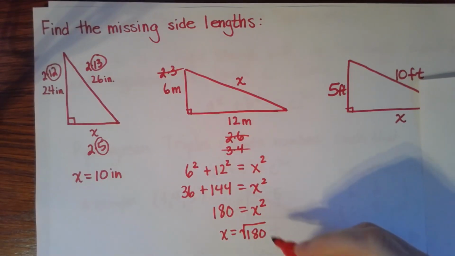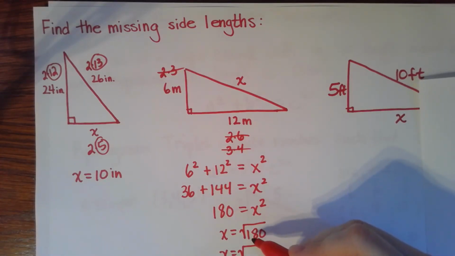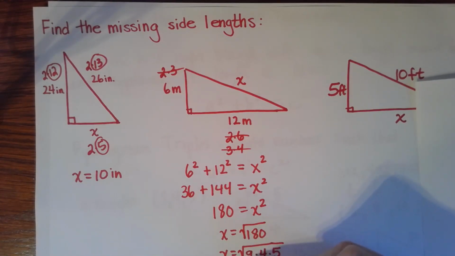Now we want to write that in simplified radical form, so we should factor that. Okay, so let's see. That would be 9 times 20, and 20 is 4 times 5. Okay, so we know that the square root of 9 is 3, so we can bring a 3 out. We know the square root of 4 is 2, we can bring the 2 out. We don't know the square root of the 5, we got to leave that in there, so this is 6 square root of 5.